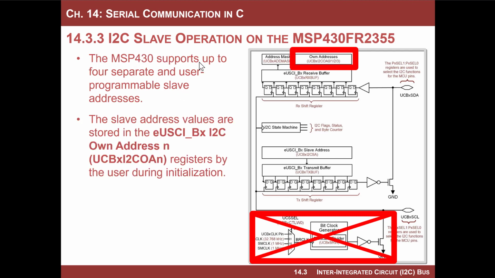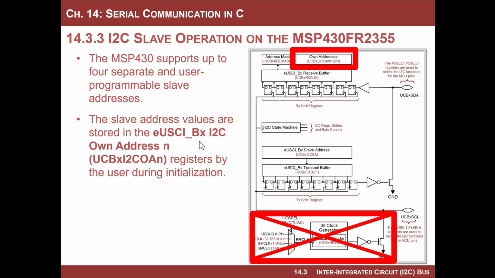The way that you dictate your own slave address is you write a value to a register called your own slave address. So it's I2COA, that is, own address. The MSP430 actually supports up to 4 separate slave addresses. So you can configure this thing to look like 4 separate devices, and then you can have 4 different functionalities on the MSP430 to do various things.